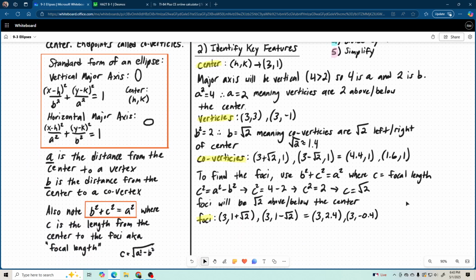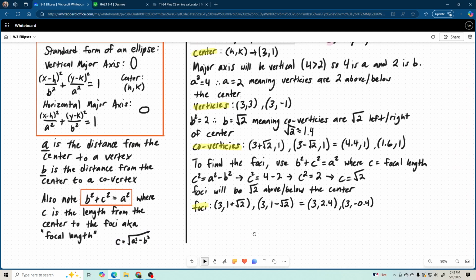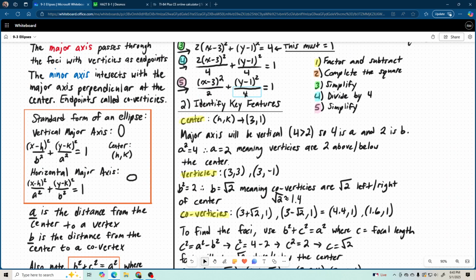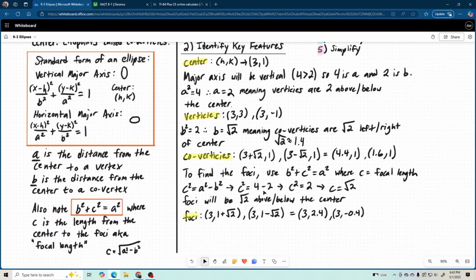All right, so the final thing we need is our foci, right? And remember, our foci are C units away, and our focal length, which is C, is going to be using this little formula that I showed you. So this is C equals the square root of A squared minus B squared, right? And remember that in this case, A squared is 4 and B squared is 2. So we're going to do the square root of 4 minus 2, which equals the square root of 2.